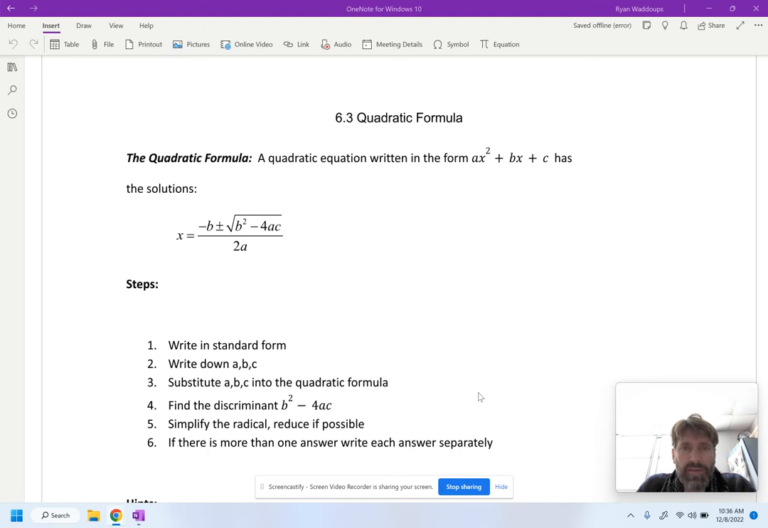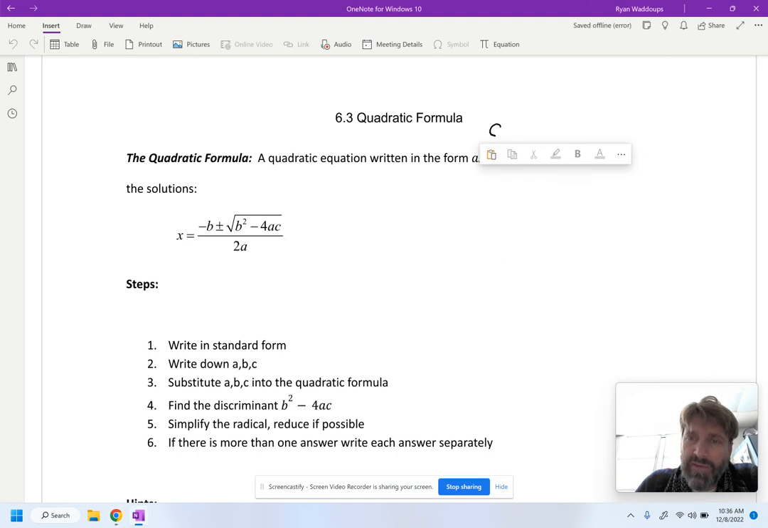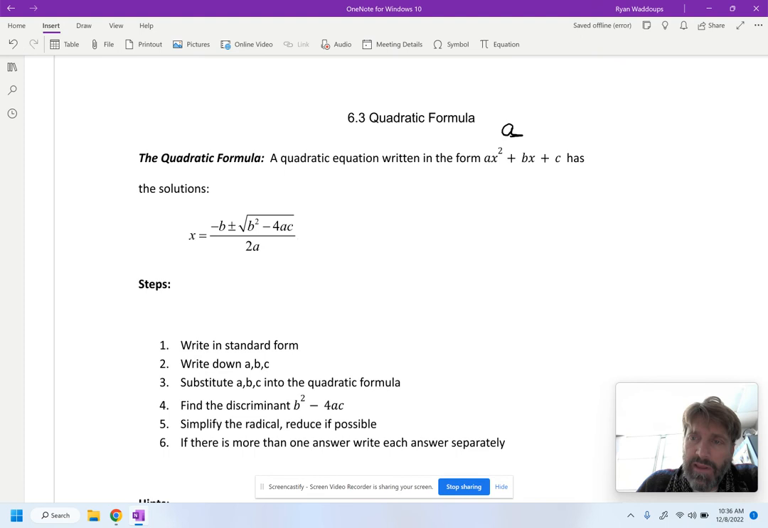Hi, welcome. This is a lesson on using the quadratic formula to solve quadratic equations. The quadratic equation needs to be written in the form ax squared plus bx plus c. We need to modify that just a little bit. It needs to be written in standard form, which is ax squared plus bx plus c equals 0. It needs to be equal to 0 on the other side. And it has two solutions.